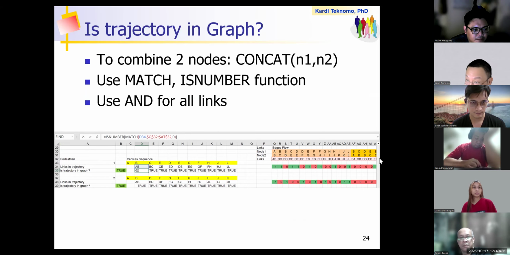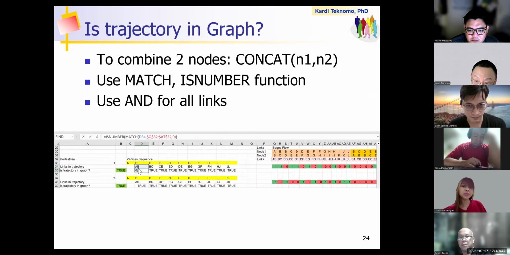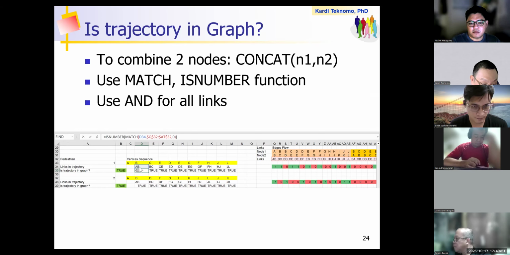So once you create this, whether this is in the graph, how do we get the link? The link is just consecutive, right? If you have A and B, you create AB. This is concat. You see? B and C, so you get BC. That is concat, the concatenation of the two strings. So you get the links.